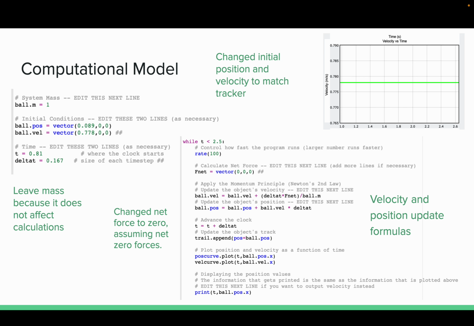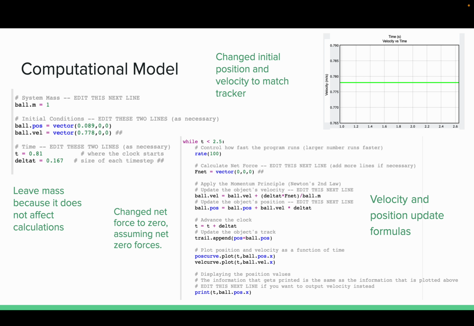For the computational model, I used the GlowScript code provided and edited where I felt was necessary. First, I left the mass at the default value of 1 because it did not affect the velocity calculations due to it canceling out. I then changed the ball's initial position and velocity to match that of my video recording and when my tracker began.